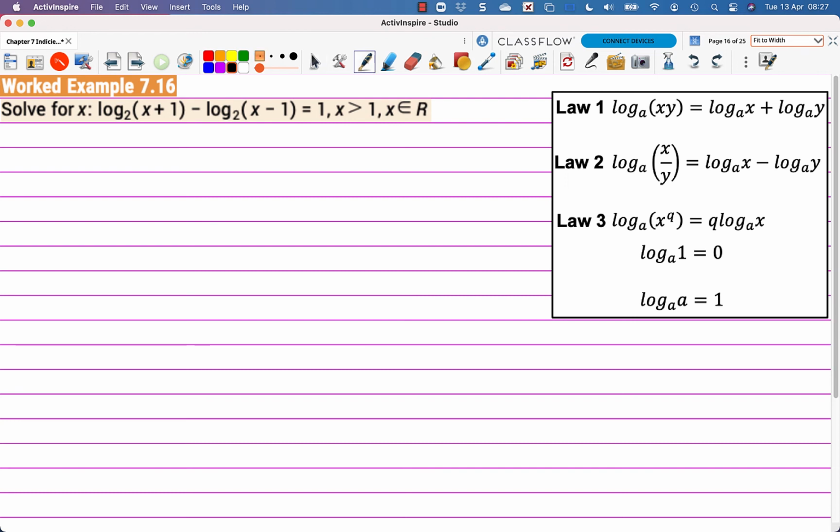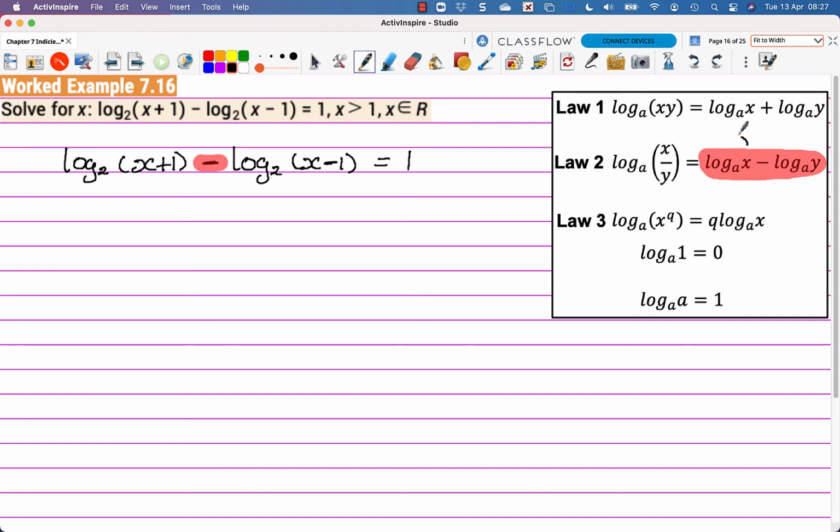We can only solve logarithmic equations when we have a log on one side and a number on the other. Unfortunately, what we have here is two logs on one side and a number on the other. So in order to solve this we need to use the laws of logs. What we have is a subtraction of two logs. So this is this formula here: the subtraction of two logs becomes a division.